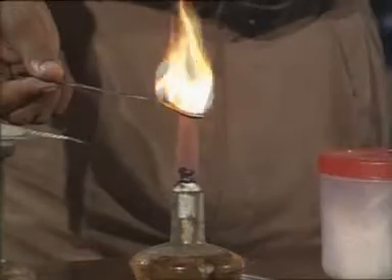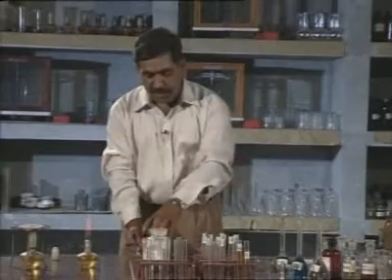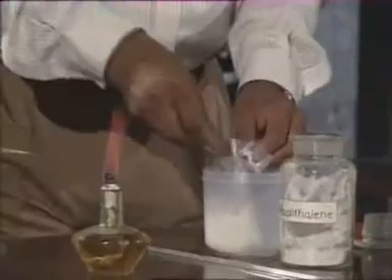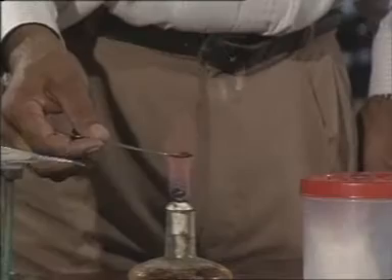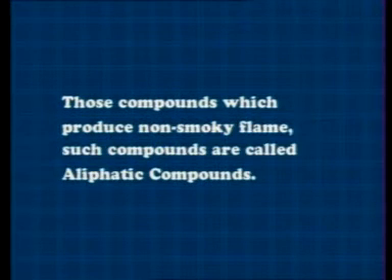You see, a smoky flame is produced when we burn this organic compound. Now take the second organic compound and burn it on a flame. No smoky flame is produced in this case. So those compounds which produce smoky flame are called aromatic compounds, and those compounds which produce non-smoky flame are called aliphatic compounds.